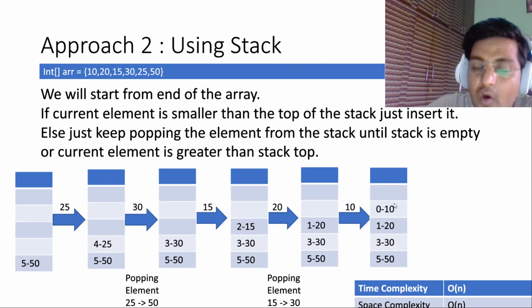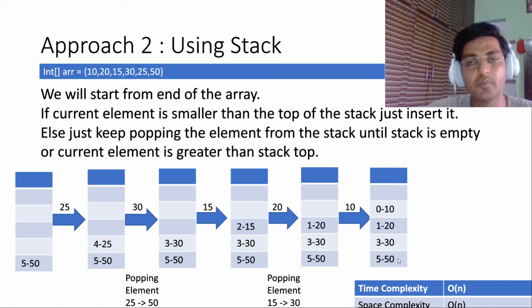Now you need to pop each element from this stack. While popping out, store the answer. Answer will be the top of this stack. So for this element, the answer will be 20. For 20, the answer will be 30. For 30, the answer will be 50. This is the simple approach.